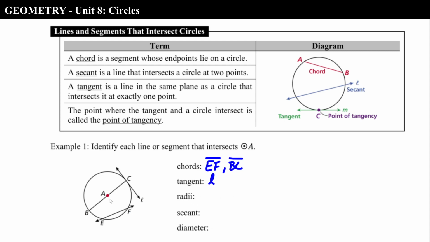Now the radius. The radius is a segment that goes from the center to the edge of a circle. So we have 2 radii, or radiuses, and that is AC and AB. And those are going to be segments again. Now the secant line is line EF. Here it is important to write the notation correctly. This is a line, the chord was a line segment. And then the diameter, BC, is the line that goes all the way across and through the center of the circle.